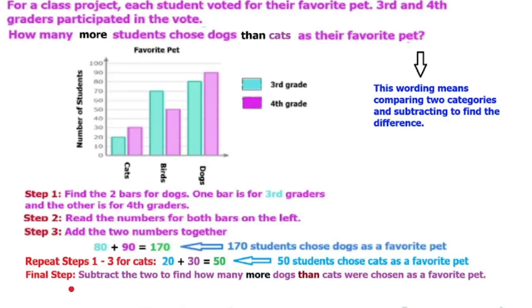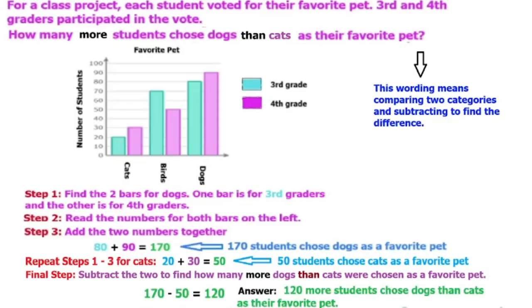The final step is to subtract the two to find how many more dogs than cats were chosen as a favorite pet. So let's do that. 170 minus 50 is 120. So the answer is 120 more students chose dogs than cats as their favorite pet.